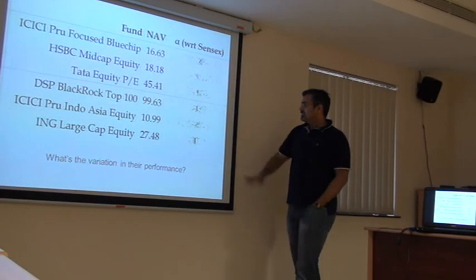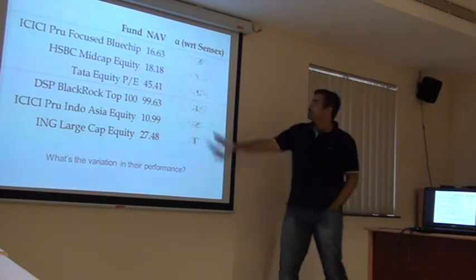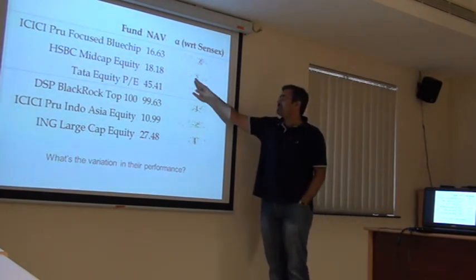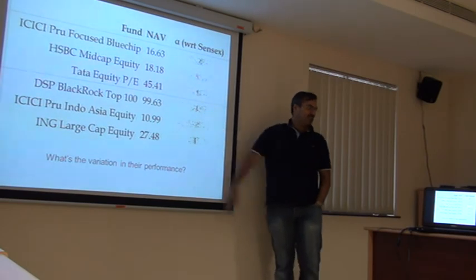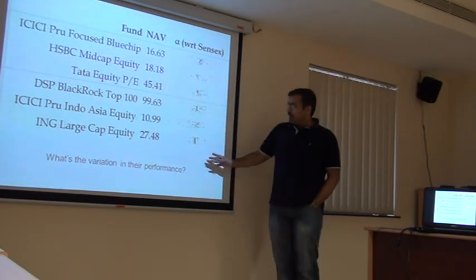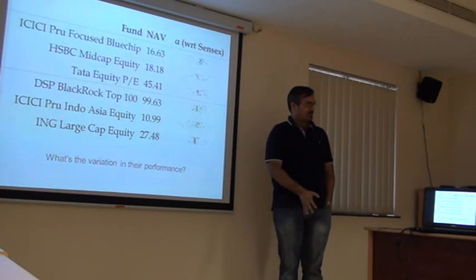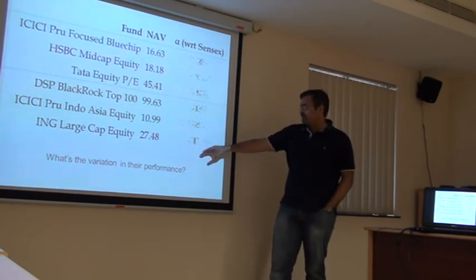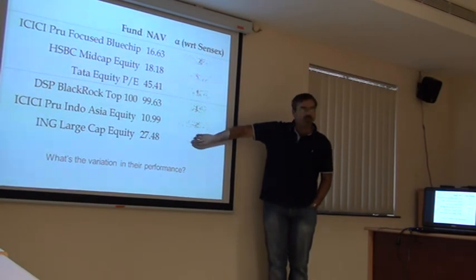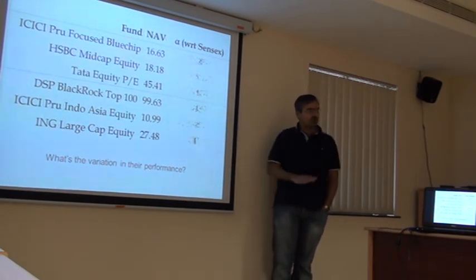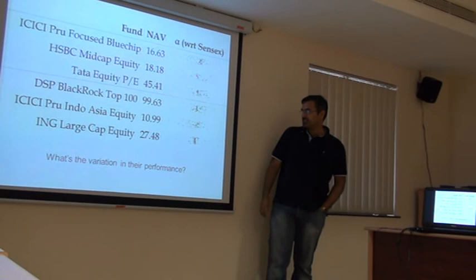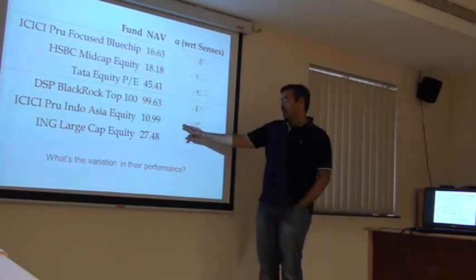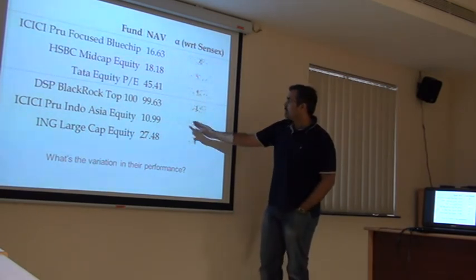And this is the zero. Zero is not actually drawn, but it's the dividing line between the reds and the blacks. And zero is actually the Sensex. And what you see, for instance, here is ING large cap equity is rather clustered around zero, so it's not straying too far away from the Sensex. Whereas ICICI Pru Indo-Asia equity is straying quite a bit from the Sensex.